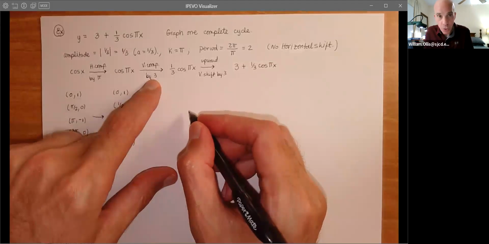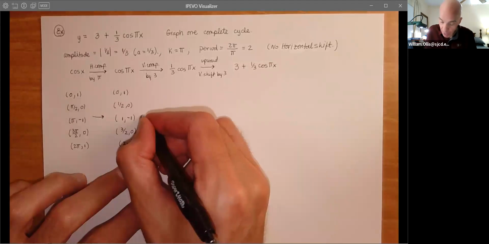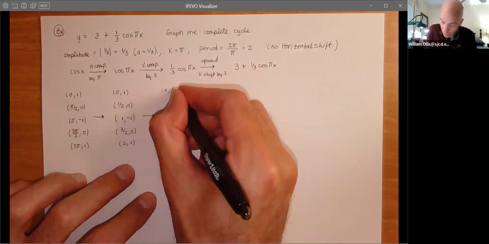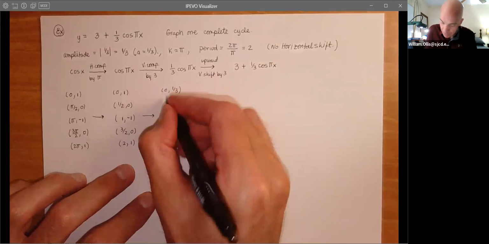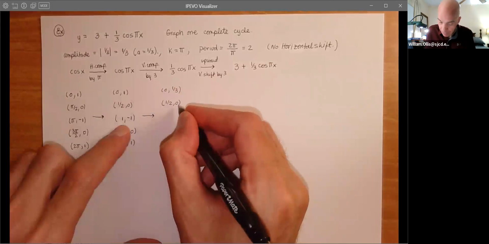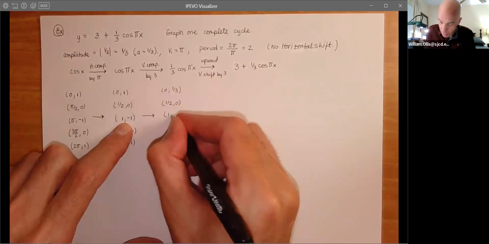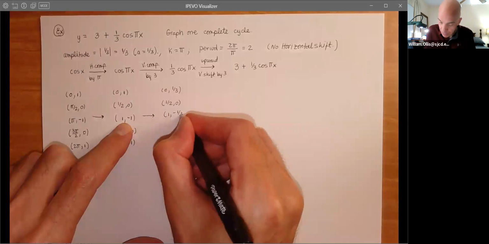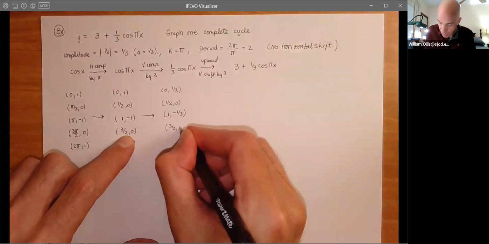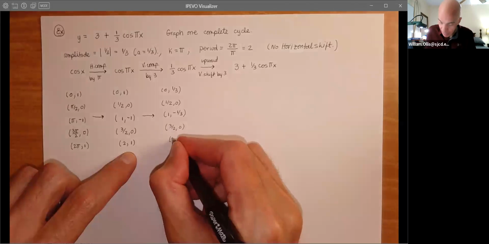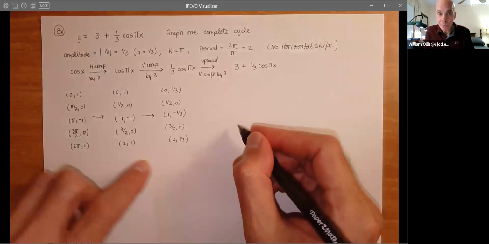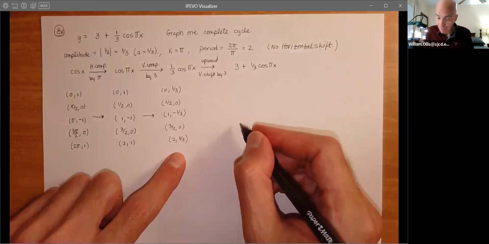So now we do the vertical compression by 3. So divide all of the y coordinates by 3. So 0, 1/3, 1/2, 0, and then 1, negative 1/3, and then 3/2, 0, and then 2, 1/3. So that gives us the vertical compression by the factor of 3.